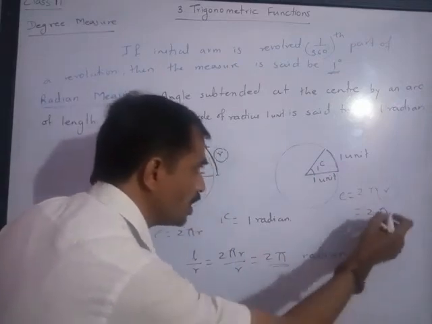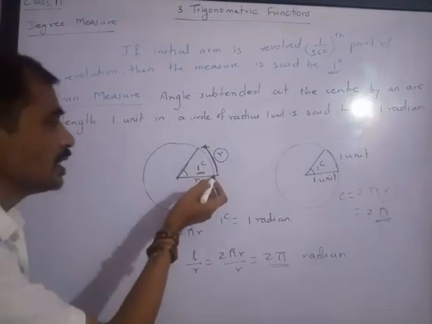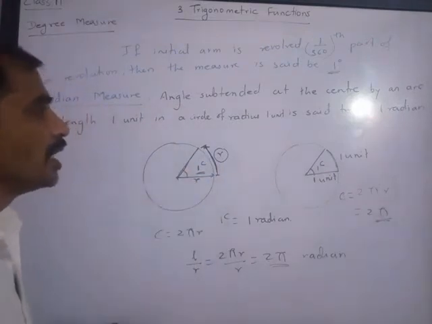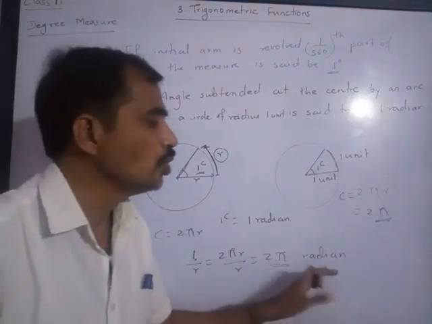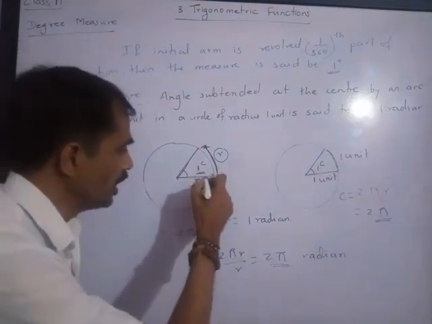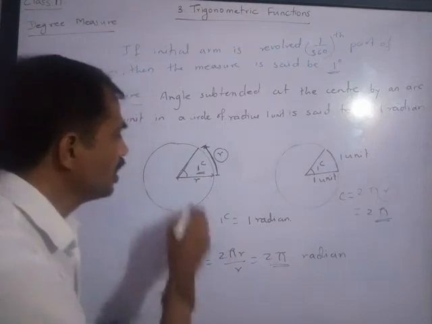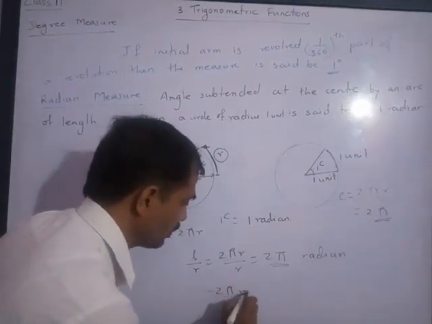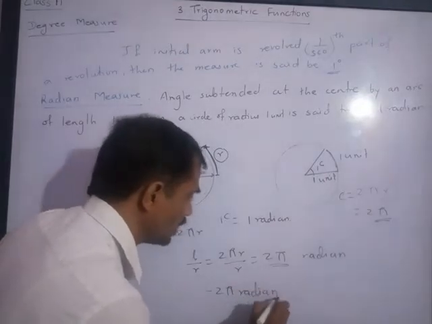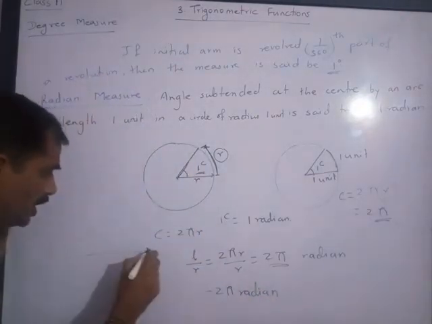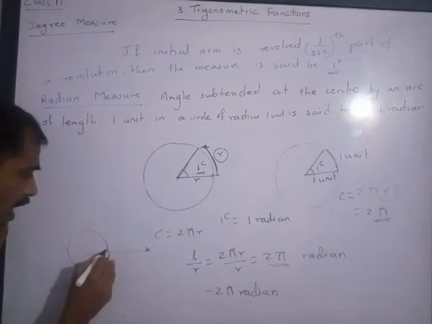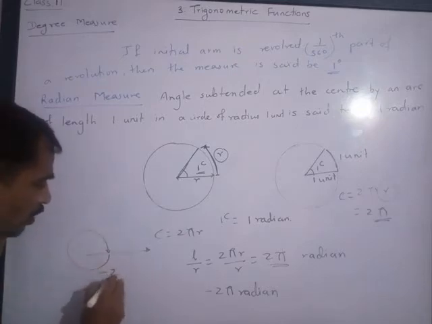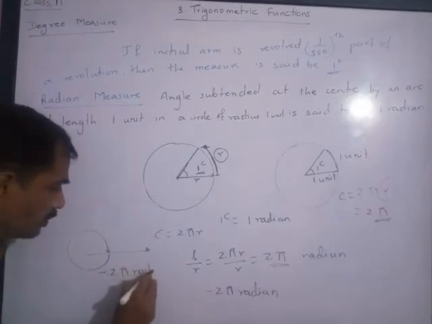2 pi radians. So if the initial arm is rotated in anti-clockwise direction, then the total measure is 2 pi radians, and if it is rotated in clockwise direction, then the total measure of the circle is negative 2 pi radians. So you can understand, if this is the initial arm and it is rotated in this direction to get the same position again, then this becomes negative twice pi radians.